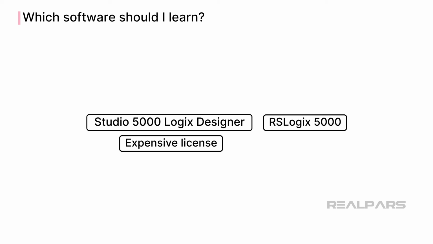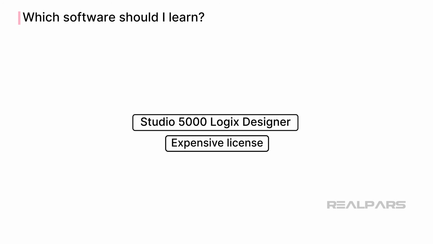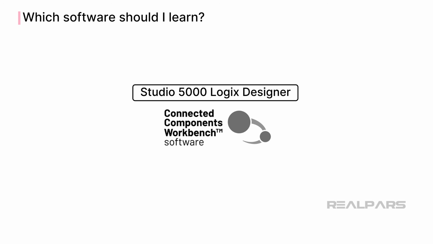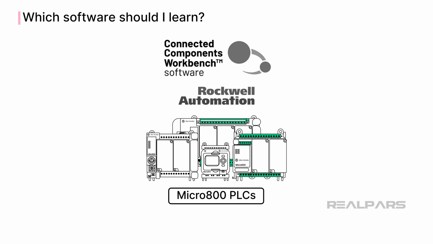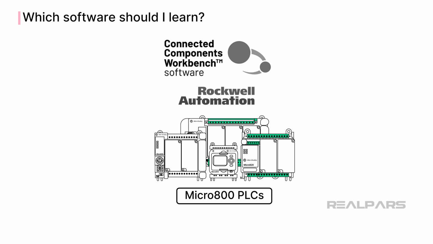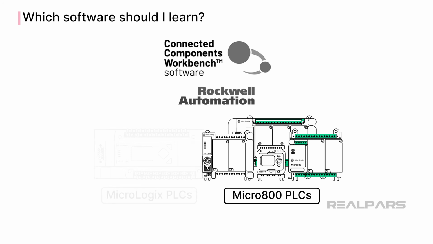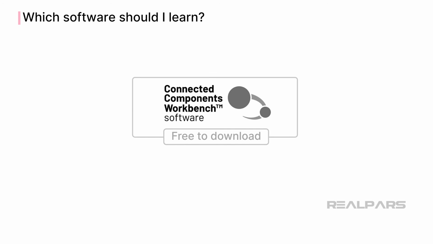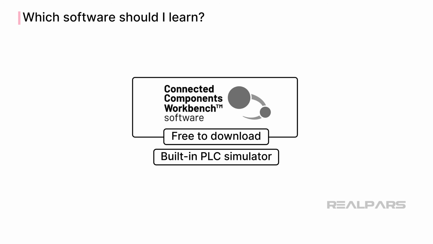If you don't have access to a Studio 5000 Logix Designer license, then I recommend that you learn PLC programming with Connected Components Workbench. Connected Components Workbench is another software from Rockwell Automation that is used to program Micro 800 PLCs. Micro 800 PLCs are a new generation of PLCs that will replace MicroLogix PLCs. Unlike Studio 5000 Logix Designer, Connected Components Workbench is available to download for free and includes a built-in PLC simulator that can be used to test your projects without hardware.